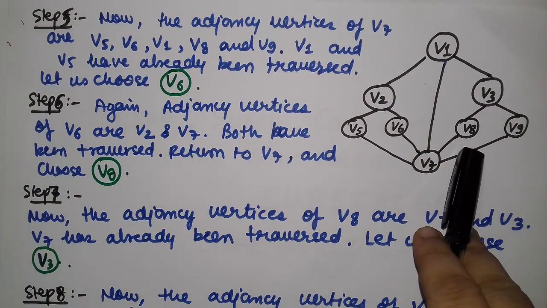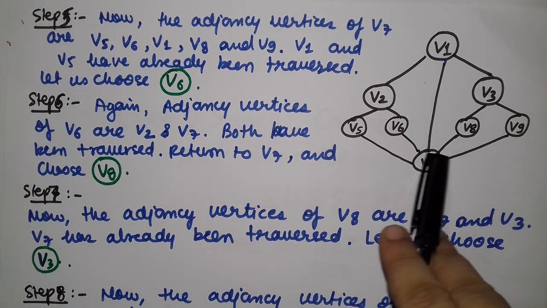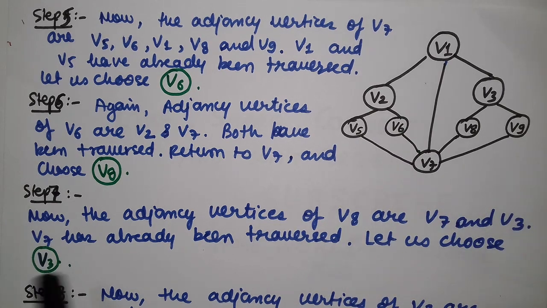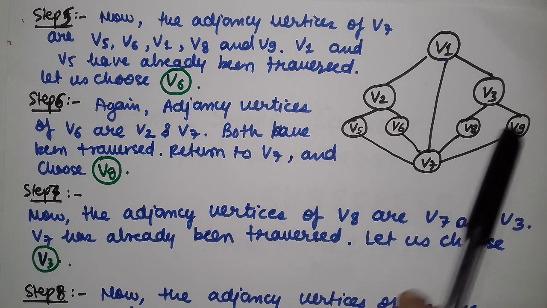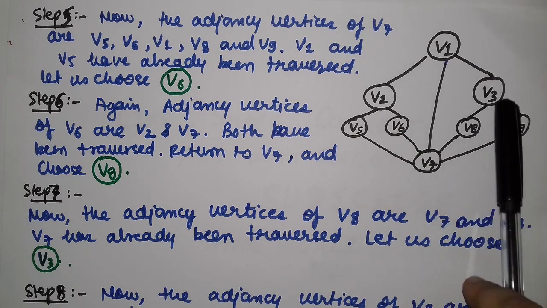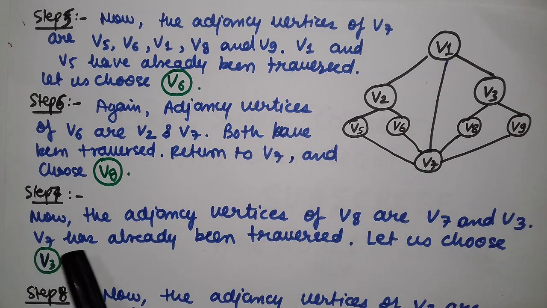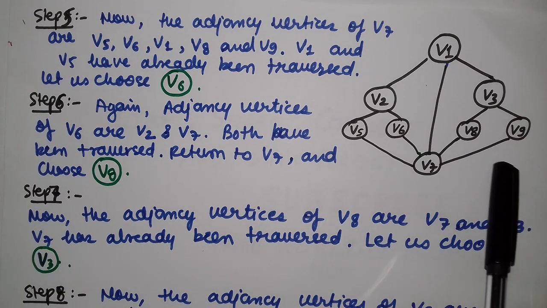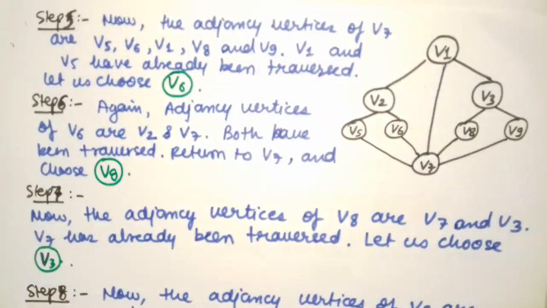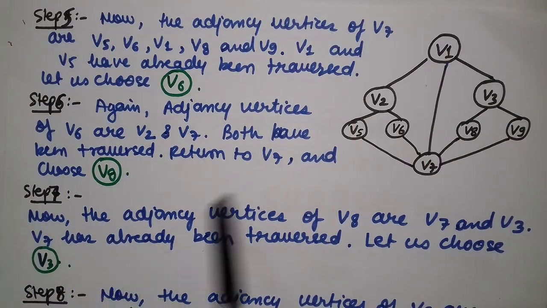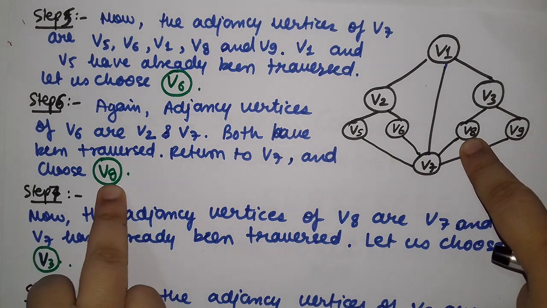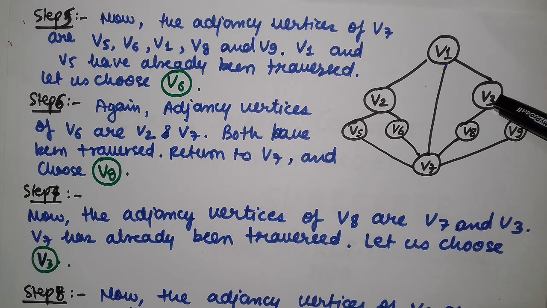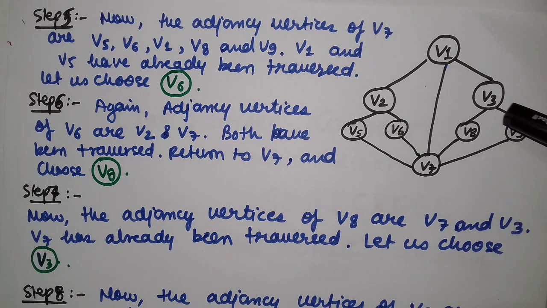And choose another one, that is V8. So these were traversed, so we are going to choose V8. In the next step, the adjacency vertices of V8 are V7 and V3, and we know very well that V7 has already been traversed. Then let us choose V3. So as we can see, we chose V8 and the adjacency vertices of V8 were V7 and V3. V7 was traversed, so we will choose V3.